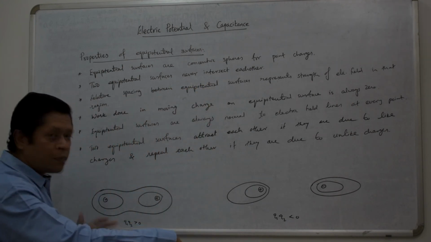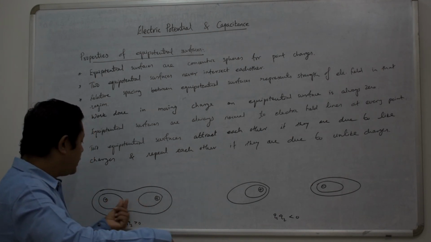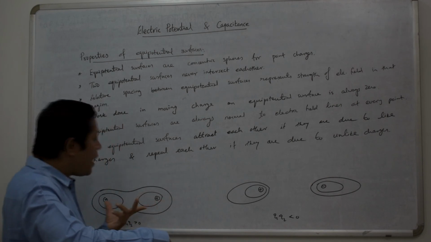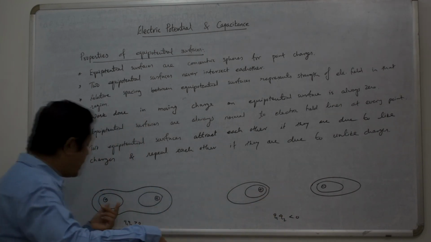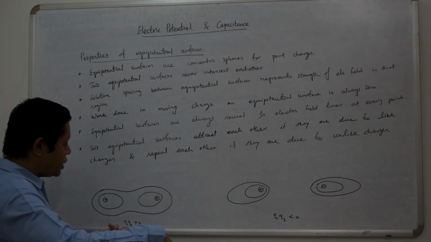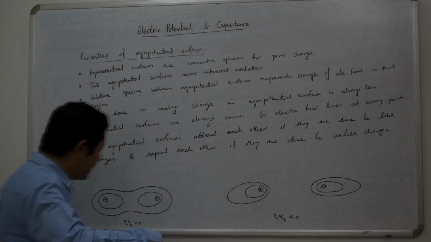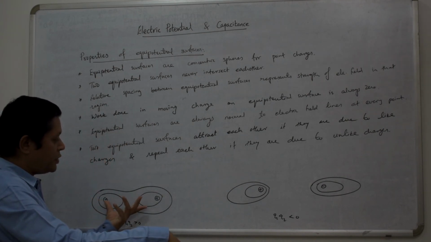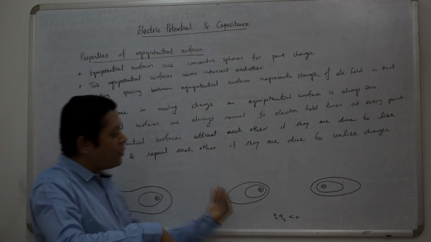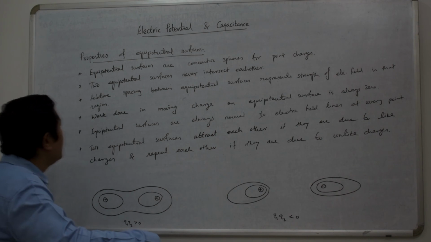If there is a system of charges, then the equipotential surfaces due to them either repel each other or attract each other. Here you can see it is attraction, here it is repulsion. If they attract each other, they are due to like charges. If they repel each other, they are due to unlike charges. And that's why for a system of like charges, the equipotential surfaces are bulging inside, and for unlike charges, equipotential surfaces are bulging outside.